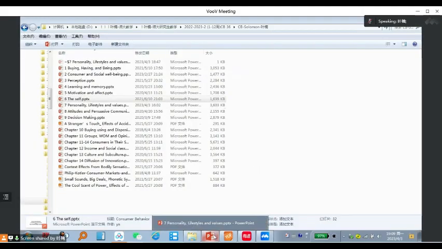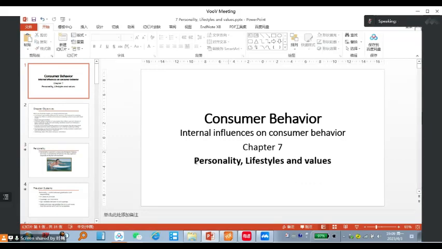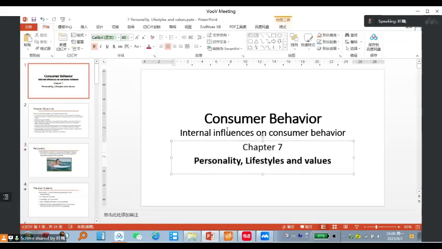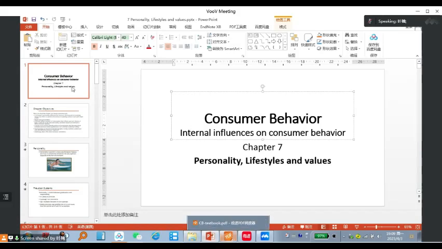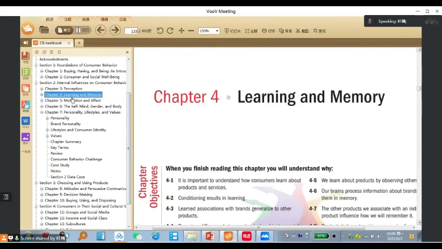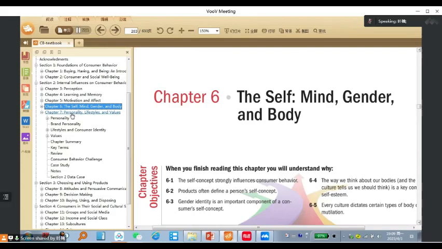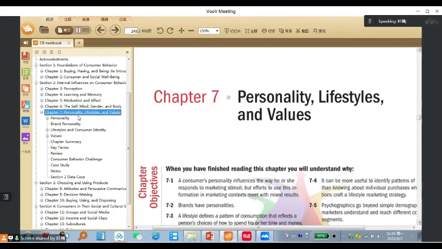Now we move to another point: personality, lifestyles, and values. Internal influences on consumer behavior. So till now, as you can see, we introduced perception, learning, memory, motivation, affect, the self. And now we move to personality, lifestyles, and values. All of these are key internal influencing factors on consumer behavior. And today's topic is about personality, lifestyles, and values.